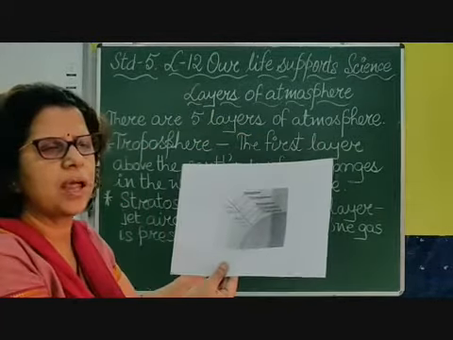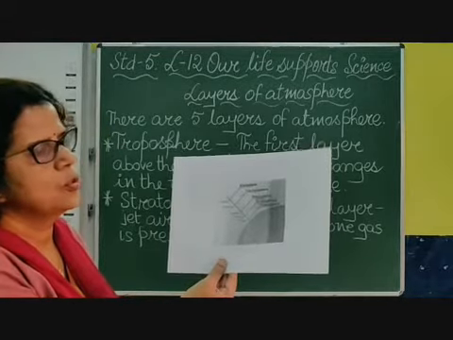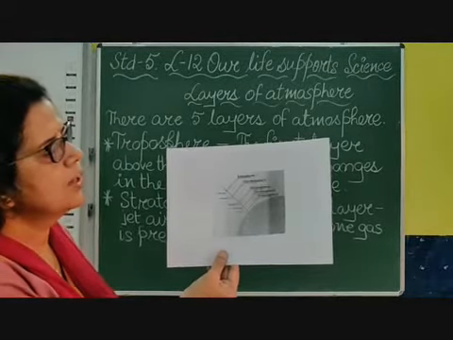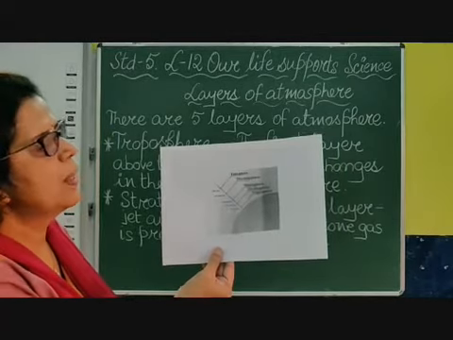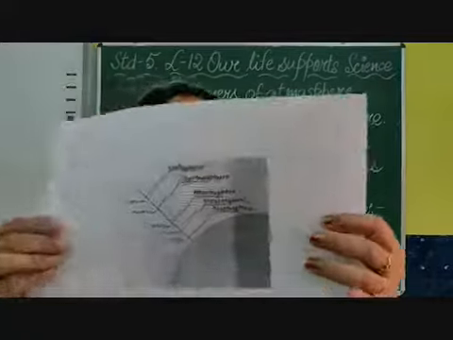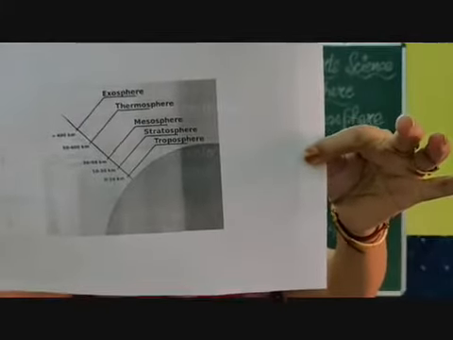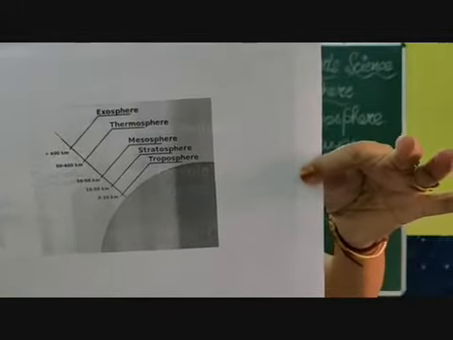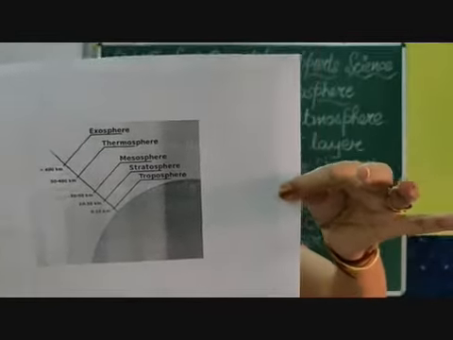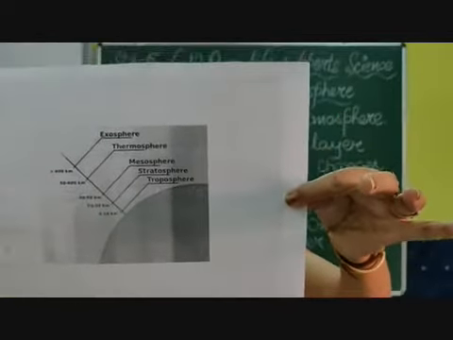As you can see, with atmosphere, they all have sphere written. So, troposphere, then stratosphere, mesosphere, thermosphere and exosphere. And these are the 5 layers of the atmosphere. You should know the spellings, and you should know the order also.